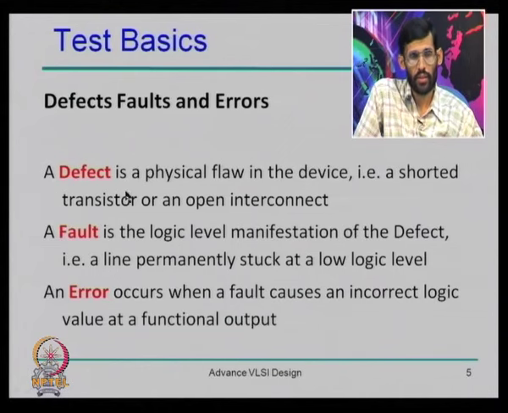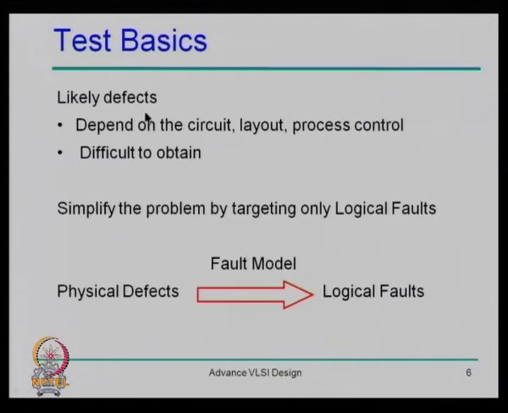Now, this is at the device level. If we look at a little higher level of abstraction, we will see the fault. If you want to develop a very compact test set, we have to go one level of abstraction higher, so rather than targeting defects, I should target faults, modeling these defects in terms of their manifestation as logical faults. Likely defects depend on the circuit layout or process control, and all these likely defects are very difficult to obtain. So, as I discussed, we go one abstraction higher and model these physical defects as logical faults, and that is known as a fault model.